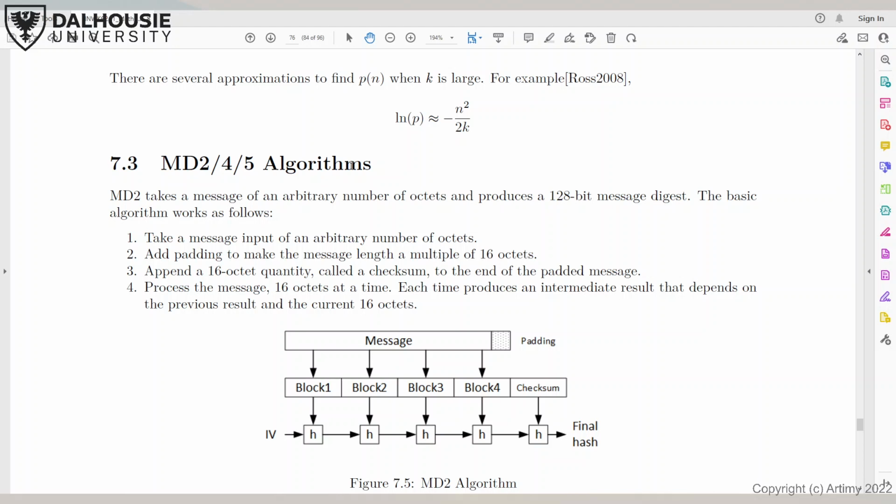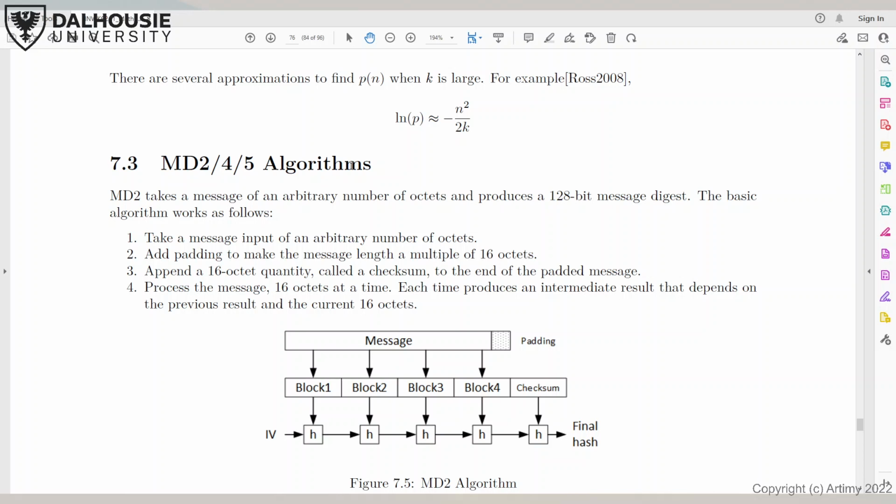Okay, so we are going to look at two groups of hash algorithms here. The first one is the group of the message digest 2, 4, and 5 algorithms. MD2 was the original, and it takes any number of octets and produces a 128-bit message digest. So when we look at these algorithms, we need to know what the output size is, right? They differ in the output size, and they also differ in how they handle the original message.